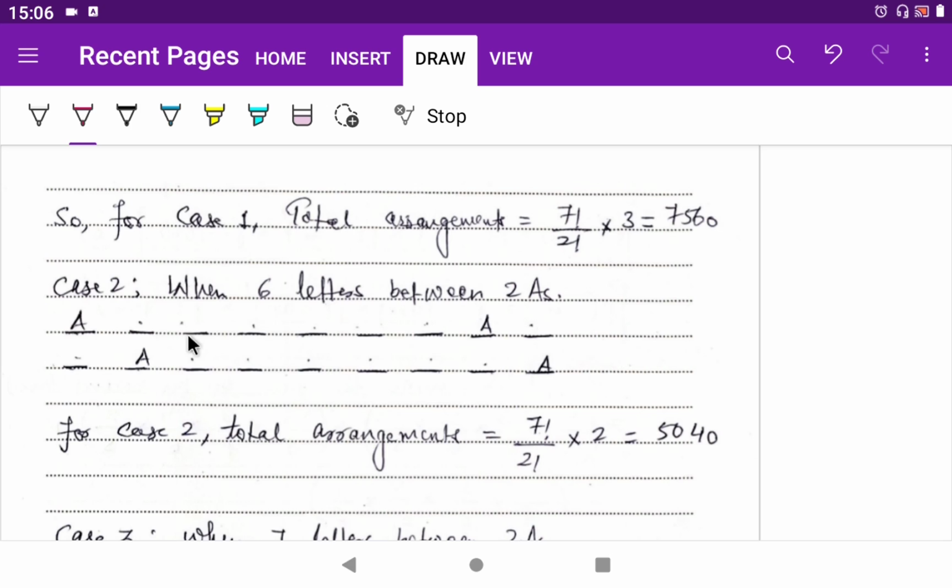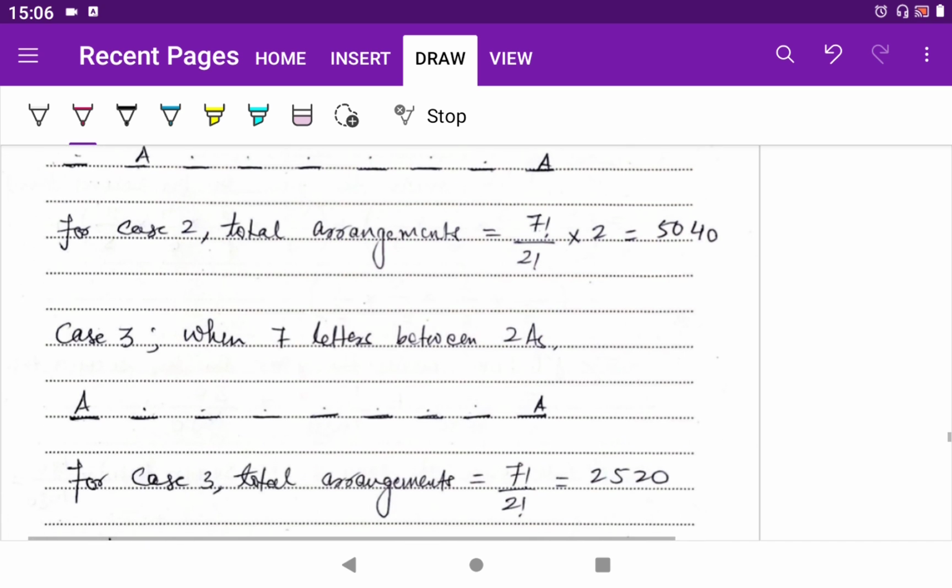Now case 2, when there are 6 letters between the 2 A's. So the A's and there are 6 letters, the first position is left and there is a second position and 6 letters. So for the second case also, the total arrangement will be 7 factorial upon 2 factorial multiplied by 2, and its value is 5040. Now the third and last case, when there are 7 letters between the 2 A's, these are fixed and 7 letters are in between. So for case 3, the total arrangement is 7 factorial upon 2 factorial, and its value is 2520.